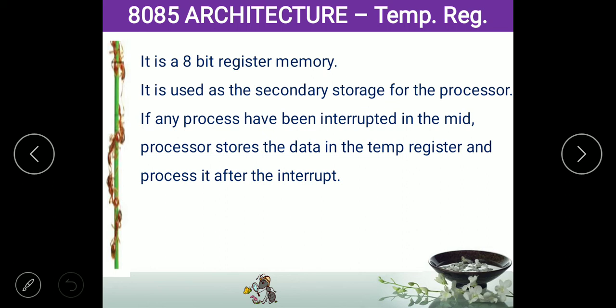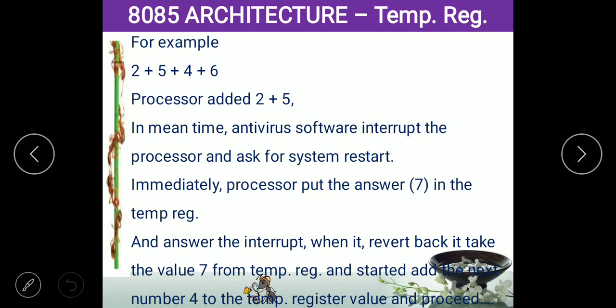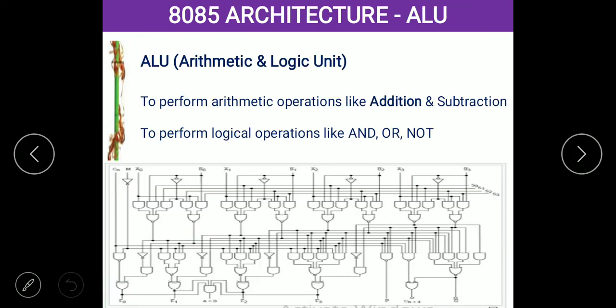So this is the example we discussed now. Next is the arithmetic logic unit, ALU. Normally, in colloquial terms, we call it the CPU. CPU is nothing but ALU. ALU means arithmetic logic unit. It will do the arithmetic operations and the logic operations.